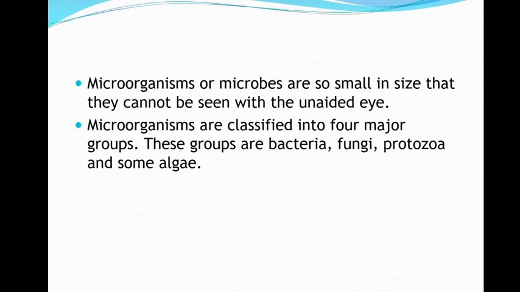We know that microorganisms or microbes are very small in size. They cannot be seen with the unaided eye. It means we cannot see them with our naked eye. We can observe them only under the microscope or by using simple magnifying glasses. Microorganisms are of four major groups: bacteria, fungi, protozoa and some algal species.